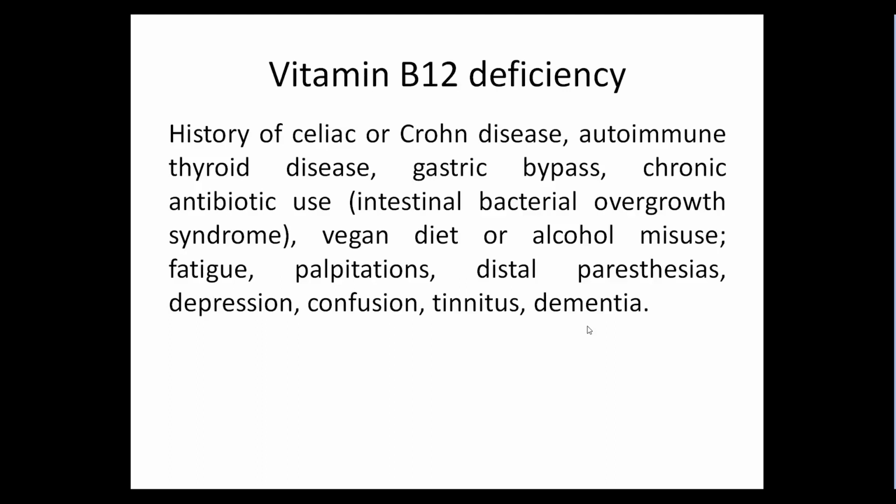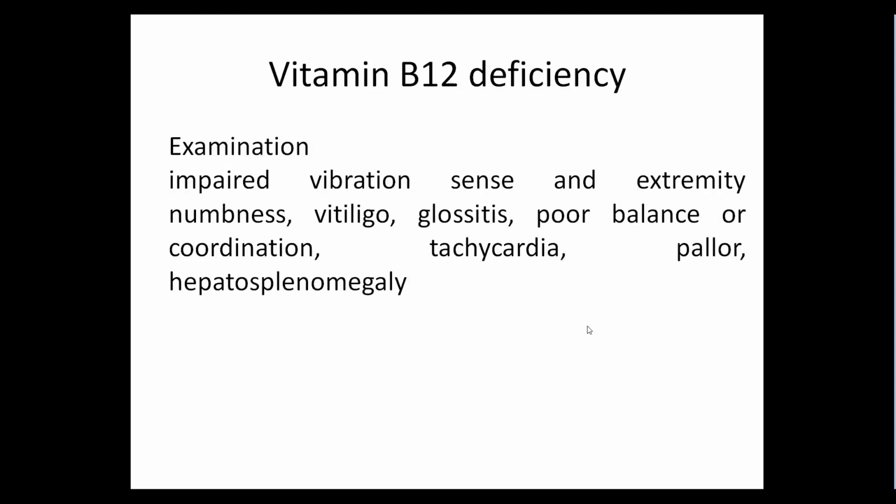Vitamin B12 deficiency: history of celiac or Crohn's disease, autoimmune thyroid disease, gastric bypass, chronic antibiotic use, vegan diet, or alcohol misuse. Symptoms: fatigue, palpitations, distal paresthesias, depression, confusion, tinnitus, dementia. Examination: impaired vibration sense and extremity numbness, vitiligo, glossitis, poor balance and coordination, tachycardia, pallor, hepatosplenomegaly.